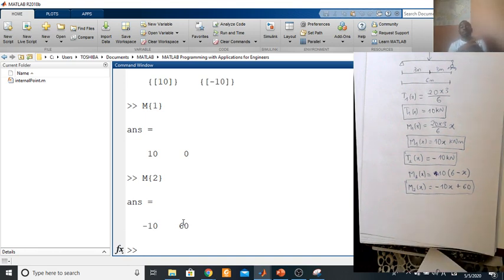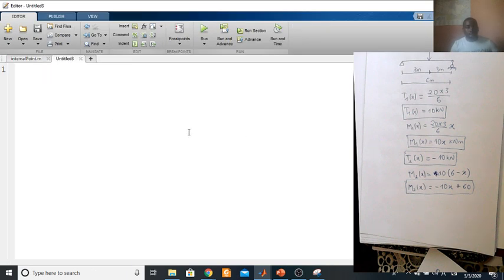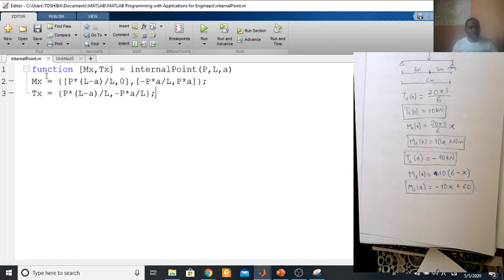So it's very simple, and we can even plot the diagrams here for you just to see. Okay, let me just write a script that will plot for whatever value we are having. Okay. So let's do that. To plot, I will need to run the function first.